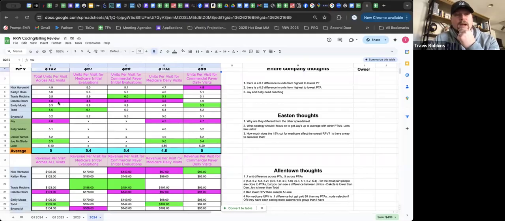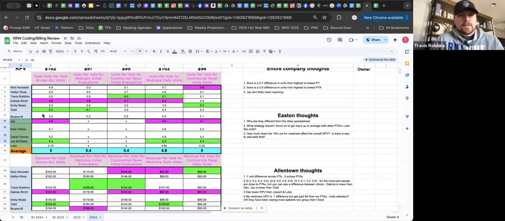But what you'll start to see is patterns. In here, all these blue are my PTs, and the greens are my PTAs. Obviously you need to split up your PTs and your PTAs because they get paid differently. That's the first thing. And then you split it up into all payers. This is all units across the board, which might be one of the least valuable numbers because you need to split that up, but it gives you an idea of what they're doing across the board.